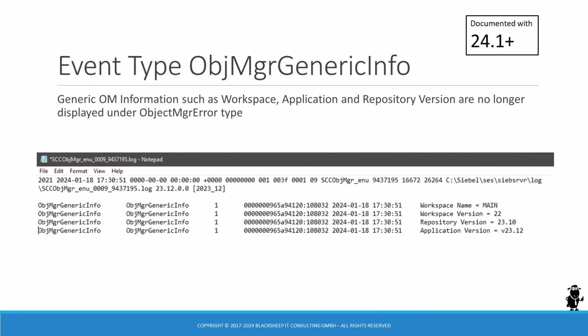For quite a while now, Siebel server log files include information about the workspace, its version, as well as the repository version and application version used by the Object Manager. Until recently, this information was shown under the Object Manager error event type, which led to confusion among administrators. Being clearly benign, these lines are now shown under the new Object Manager Generic Info event type. This change was introduced prior to 24.1 but is now officially documented in the Diagnostics and Monitoring Guide 24.1 and higher.